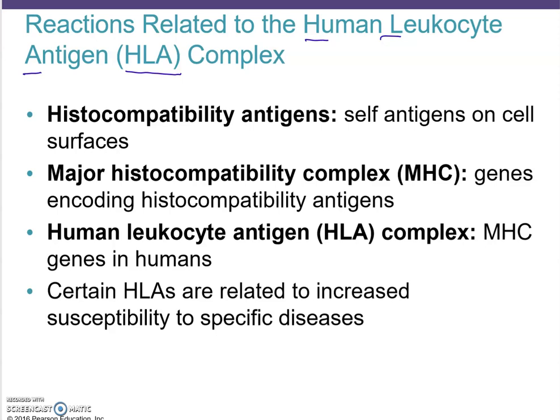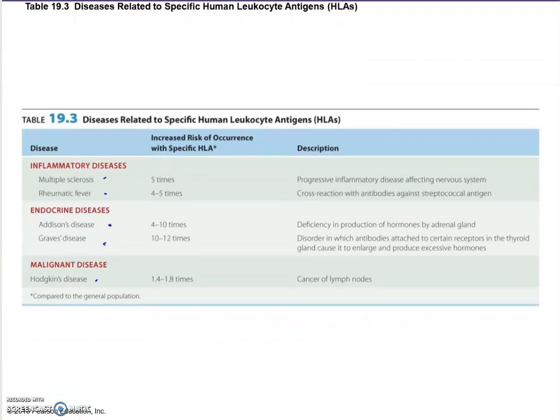The major histocompatibility complex, the MHC, those are genes encoding the histocompatibility antigens. Now, the human leukocyte antigen complex, the HLA complex, those are the major histocompatibility complex genes in humans. And certain HLAs are related to increased susceptibility to specific diseases. And let's take a look at some of these diseases.